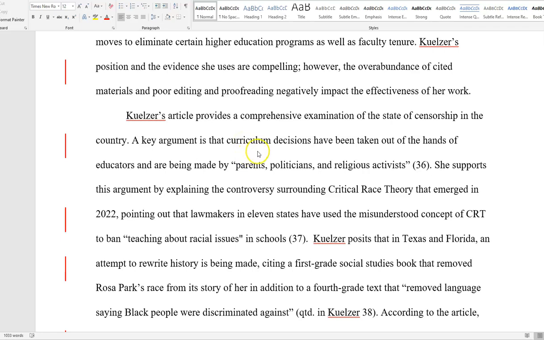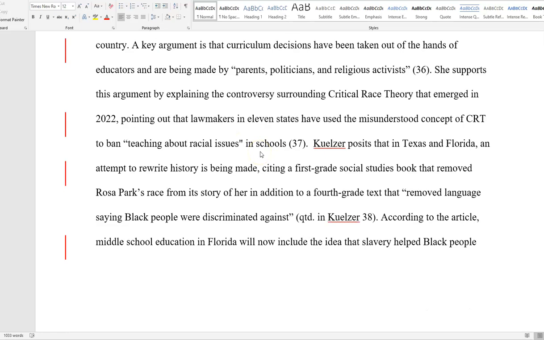All right, a couple things I want to show you here. Look at this sentence here. She supports this argument by explaining the controversy surrounding critical race theory that emerged in 2022, pointing out that lawmakers in 11 states have used the misunderstood concept of CRT to ban, quote, teaching about racial issues in schools. This is a quote weave. This is specific information, and it is a quote weave from information found on page 37. So we have to put the page number in here.